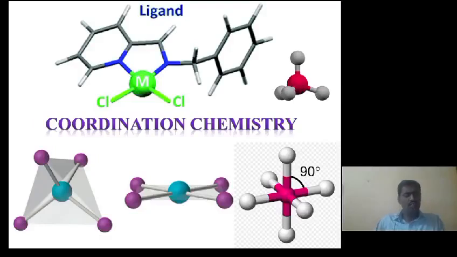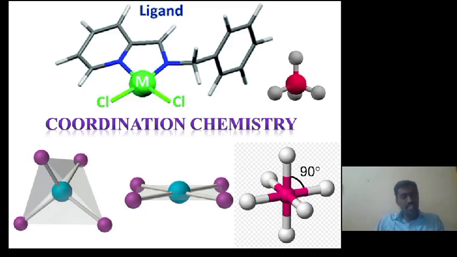Process and have more applications in qualitative and quantitative analysis in analytical chemistry. The coordination compound plays a vital role in metallurgy as well as medicine. Such a wonderful and interesting subject. It plays an important role in our human life also. So let me see the basic concept of coordination chemistry.